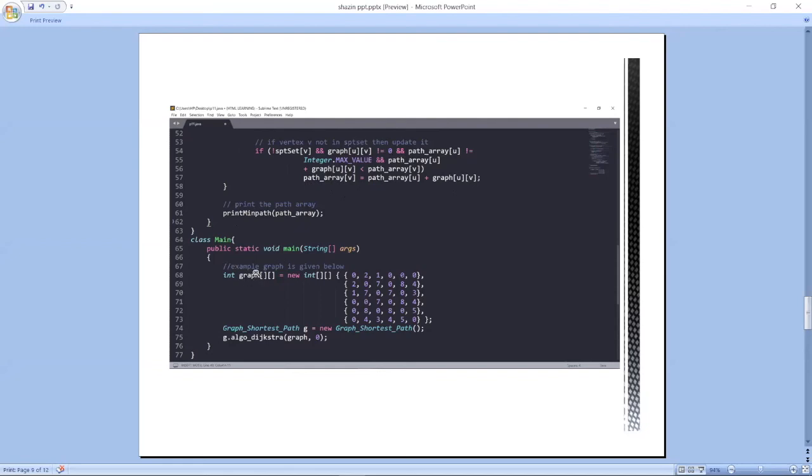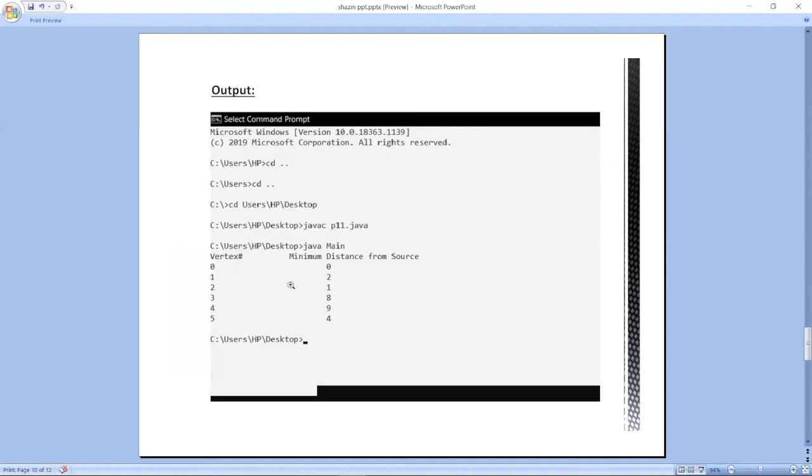Here I am using my own graph with 6 rows and 6 columns. Then I print. After printing, I get the output like this. For vertex 0, the minimum distance is 0. For vertex 1, the minimum distance from the source, obviously 0 was the source, from vertex 0 to 1, we need to travel 2 units. Here is the output which I ran on the command prompt or CMD.